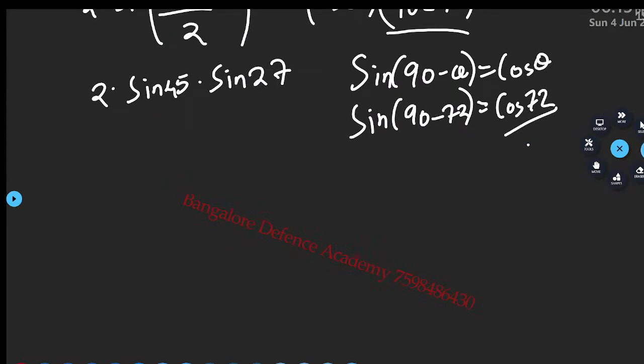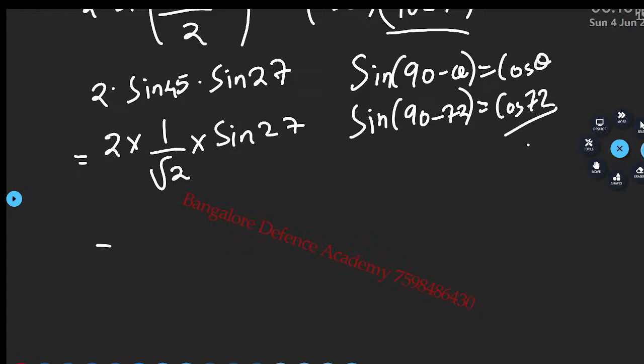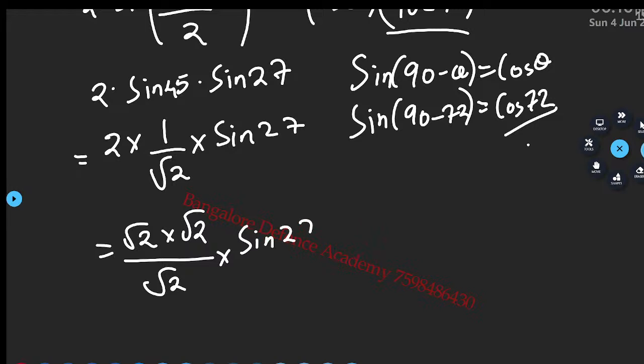Aviral, sine 45 कितना है? 2 into 1 by root 2 into sine 27. After this step, how many of you are not able to solve after this? Why? You are confused with root 2 and 2, how to cancel? Yes, that's why you have to study 6th standard exponent chapter. Okay. 2 can be written as root 2 into root 2 और नीचे क्या हो जाएगा? root 2. ये क्या है? Sine 27. What will get cancelled? Root 2 get cancelled. You got the answer. Root 2 sine 27. You understand?